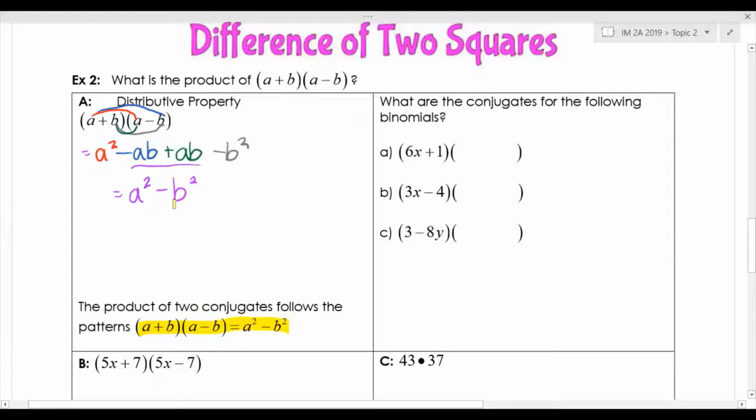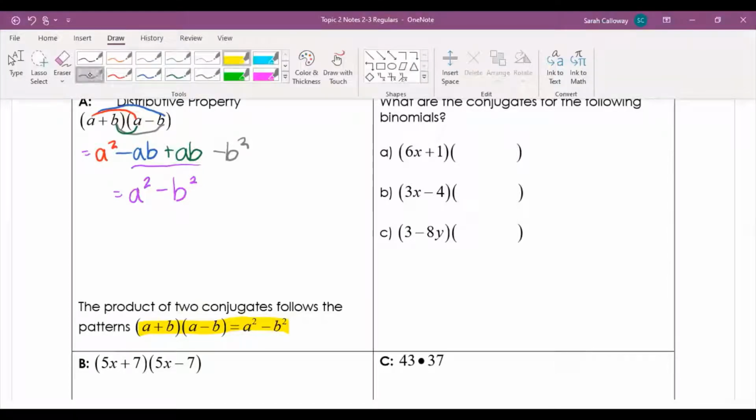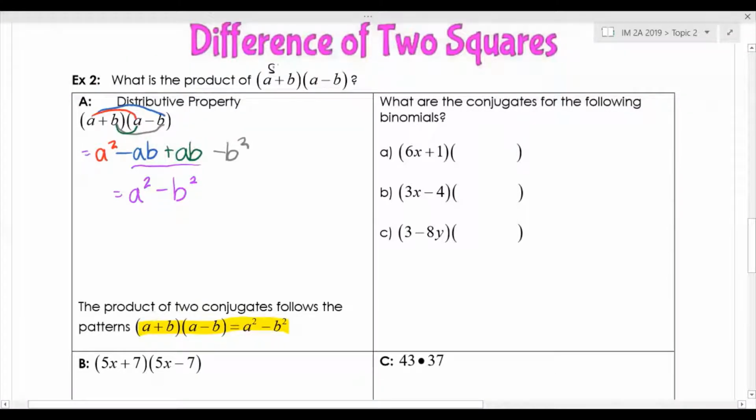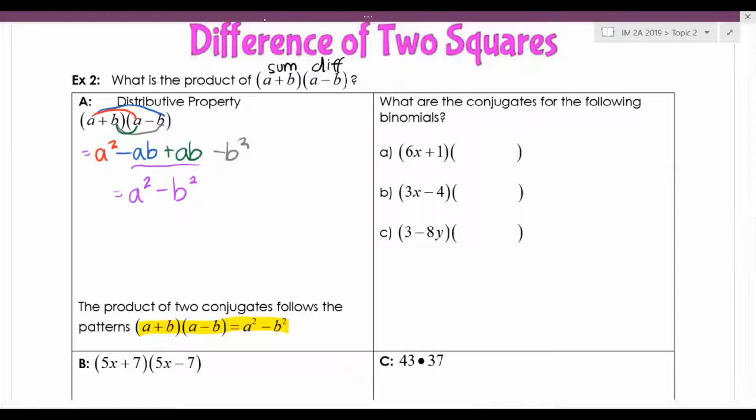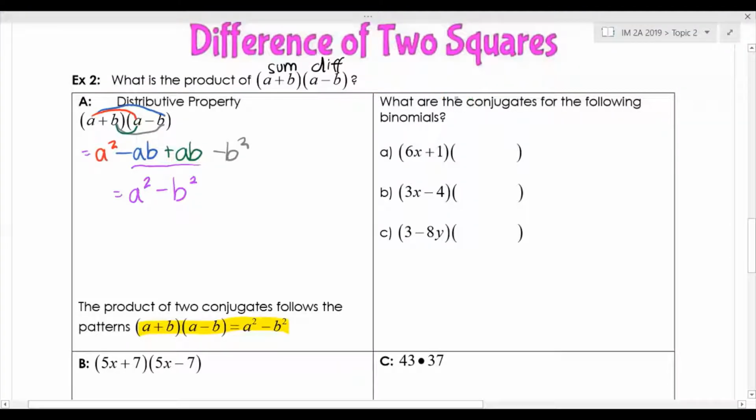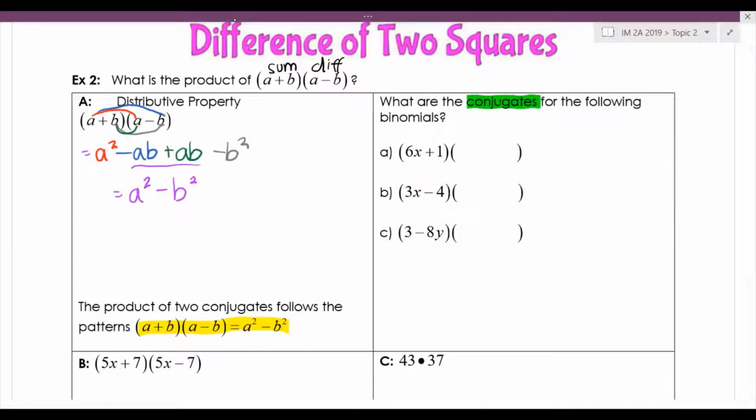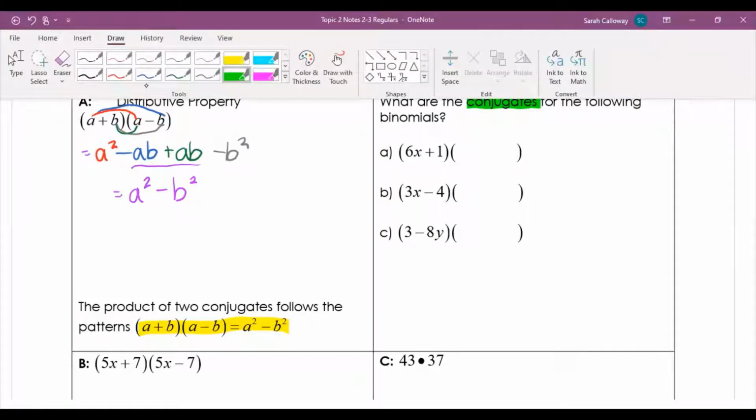Okay, so when I'm given the problem, I have a sum times a difference. Notice that it's the same value. So this is the sum of two numbers times the difference of the same two numbers. Those pairs are what we call conjugates. The conjugate of a binomial is the sum and the difference of those same two terms.